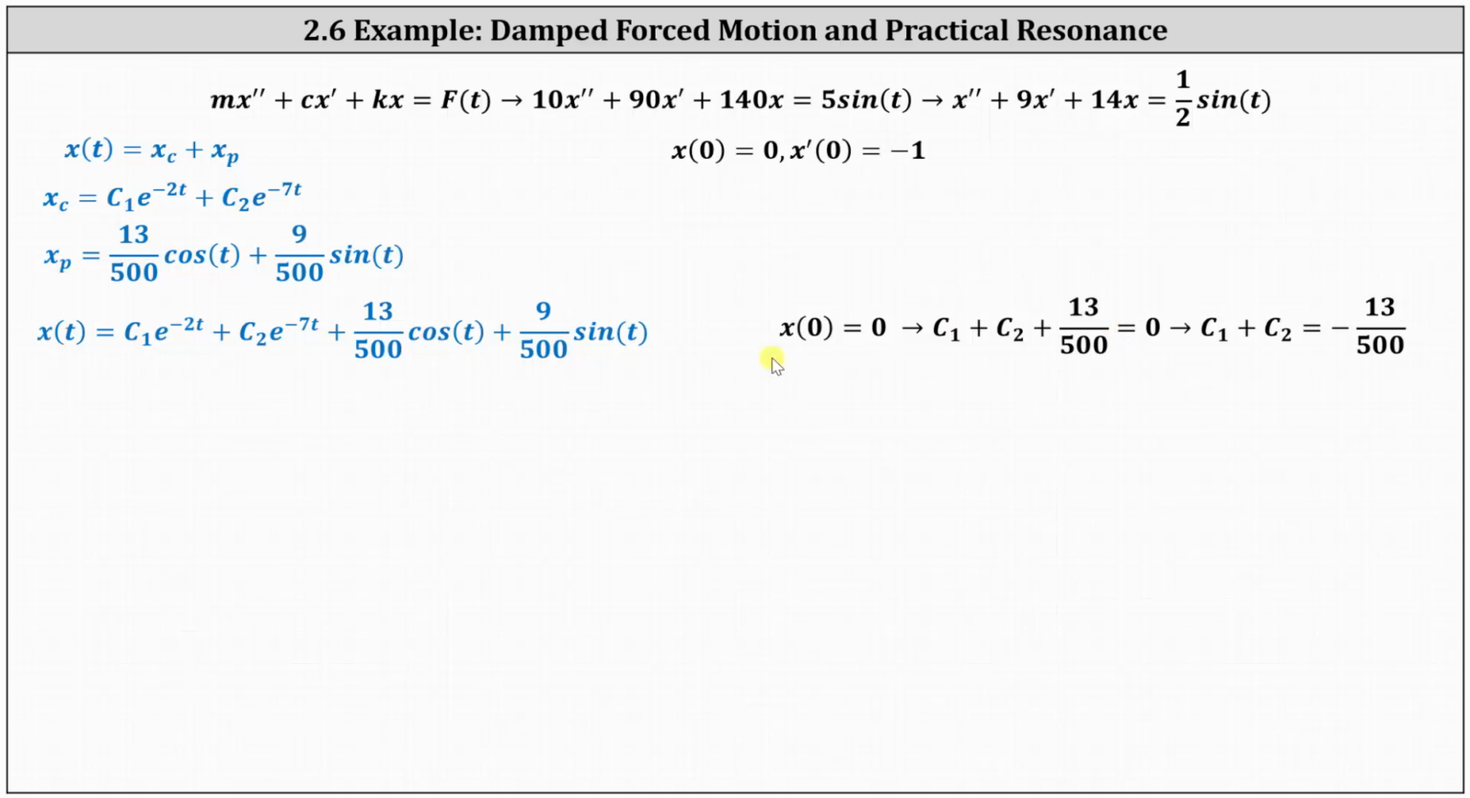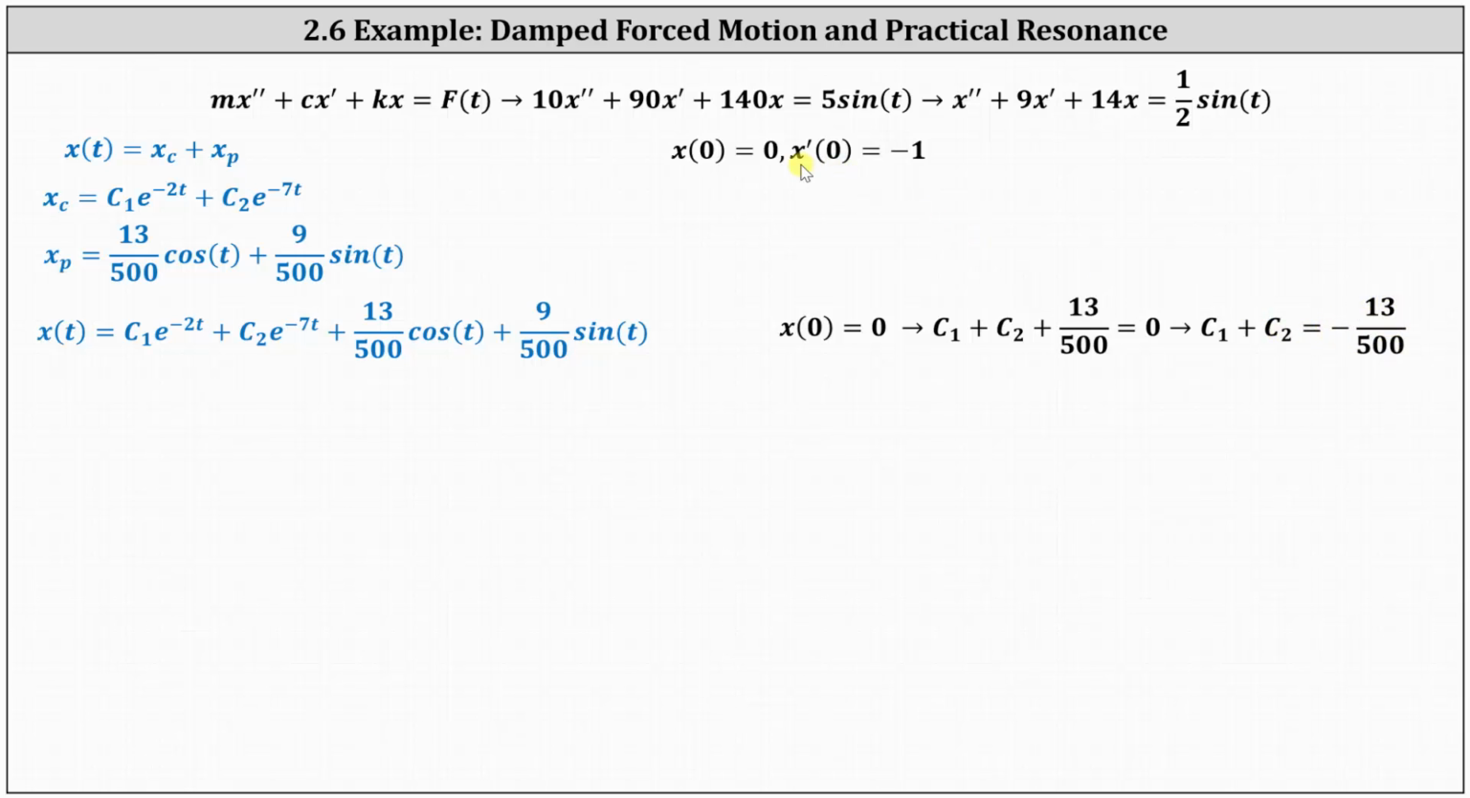Notice when we substitute 0 for t, we have c sub 1 e to the 0, and e to the 0 is 1, plus c sub 2 e to the 0, which gives us plus c sub 2, and then plus 13/500 times cosine 0. Cosine 0 is 1. The last term drops out because sine 0 is 0. And then we set it equal to 0, and if we subtract 13/500 on both sides, we have c sub 1 plus c sub 2 equals negative 13/500.